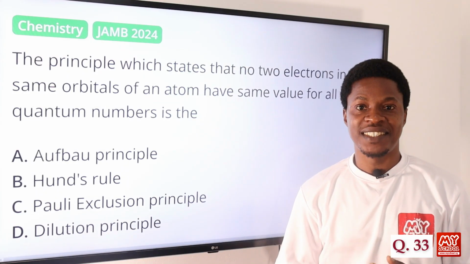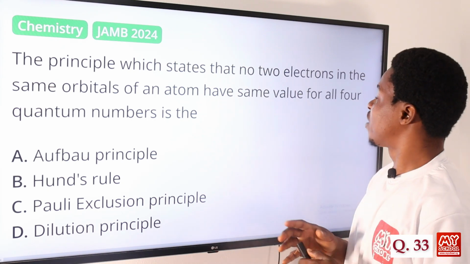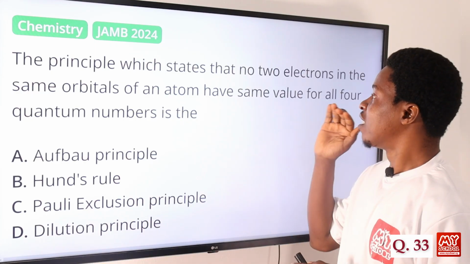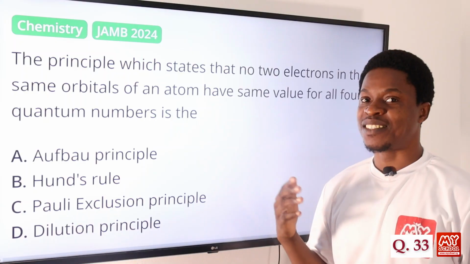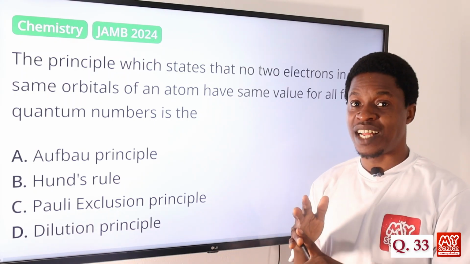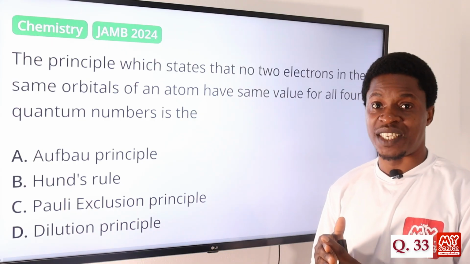Now question number 33. The principle which states that no two electrons in the same orbital of an atom have the same value for all the 4 quantum numbers is the one. Don't forget the 4 quantum numbers we have: the principal, the azimuthal or subsidiary, the magnetic, and then the spin. Those are the 4.